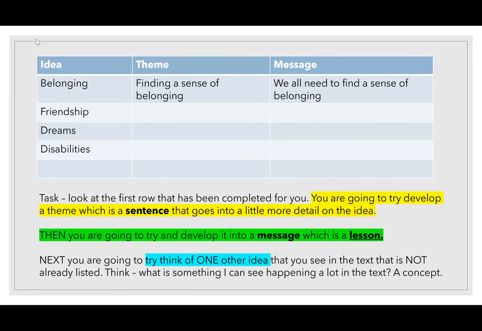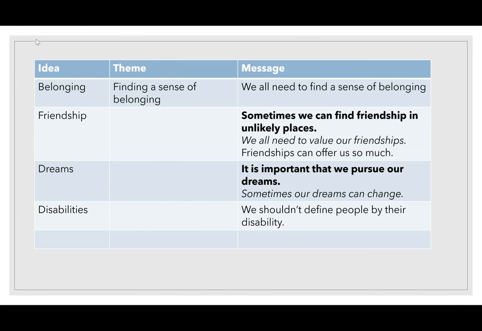All right. So here are the ideas. Once again, the themes are still blank for you to try and give it a go. And the messages, you can try and copy those down. So when I look at the theme of belonging, I've already gone through that message. The idea of friendship, the message we get from the film when it comes to friendship is sometimes we can find friendship in unlikely places. Another message we get about friendship is we all need to value our friendships.